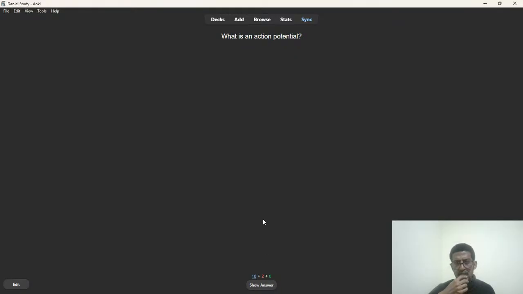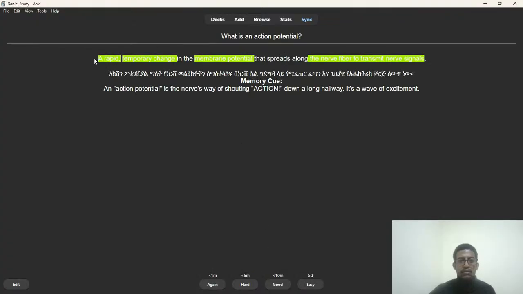Action potential is, how can I put this? Action potential is like cellular firing and moving. It's a rapid and also temporary change in the membrane potential that spreads along the nerve fiber to transmit nerve signals. So an action potential is a nerve's way of shouting "action, action" down along the hallway, down along the hallway.